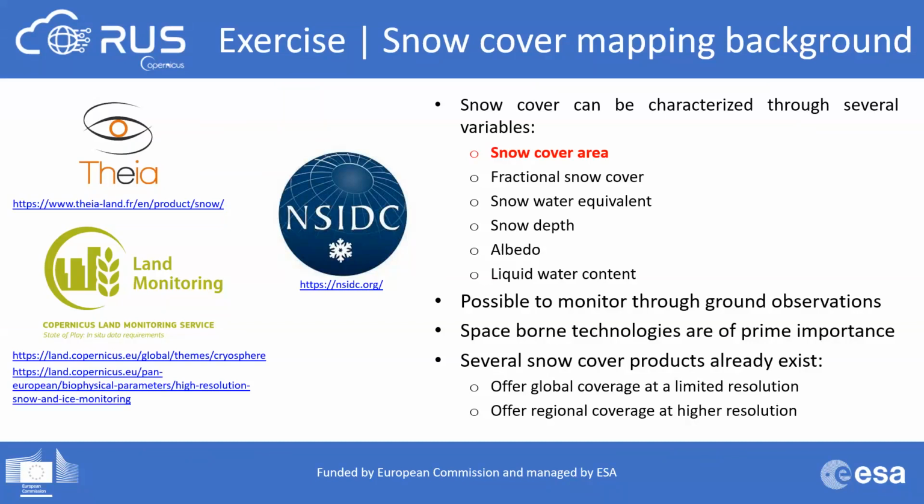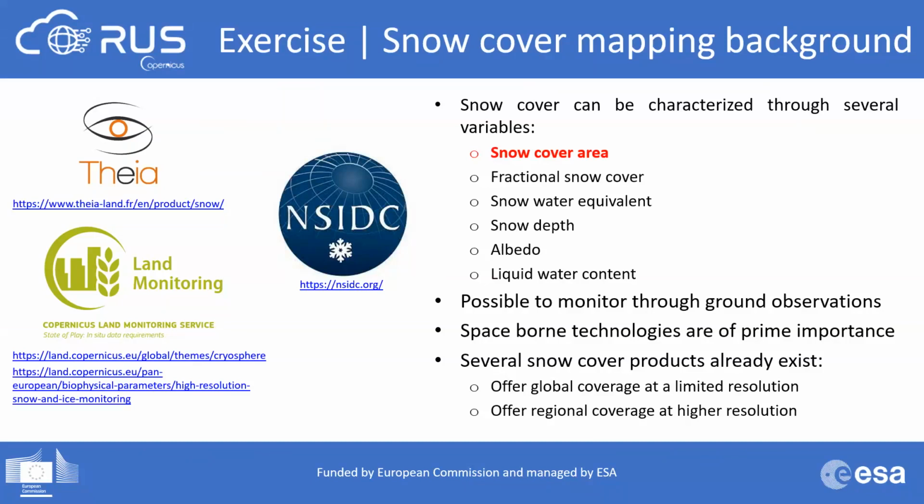That's why, with their high spatial and temporal resolution and coverage, Earth observation satellites constitute key tools to assess the snow cover on a regular basis. So several remote sensing snow cover products already exist. They either offer a global coverage at a limited resolution or a regional coverage at higher resolution.